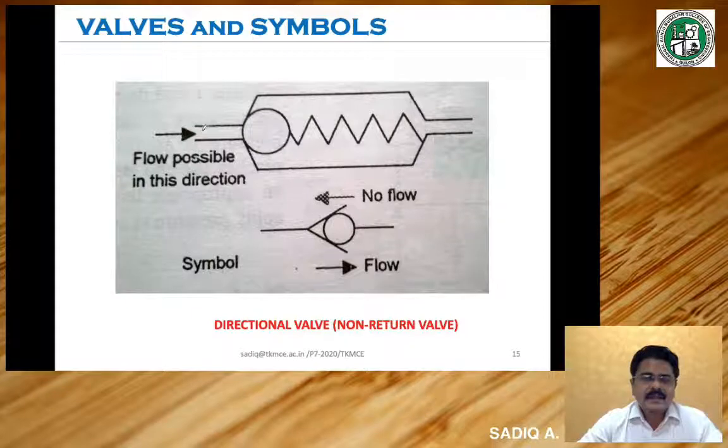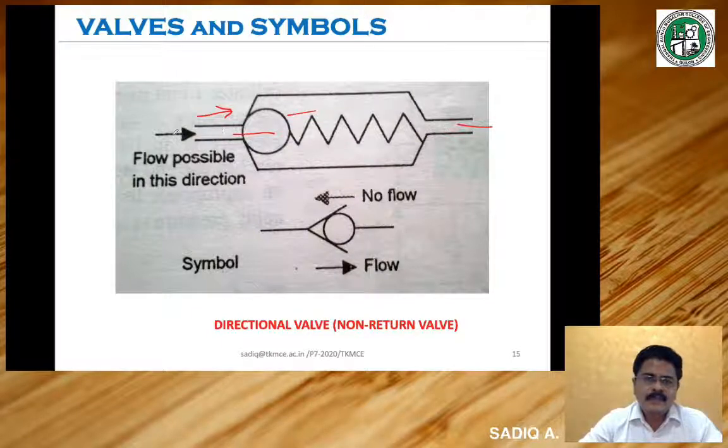It will not permit the flow in the reverse direction, it will permit the flow only in one direction. That is a non-return valve or directional valve. Here also there is a valve against a spring load. So when there is flow in this direction, the flow will push the ball in this way and an opening will be made, the liquid will come here and will escape through this port.